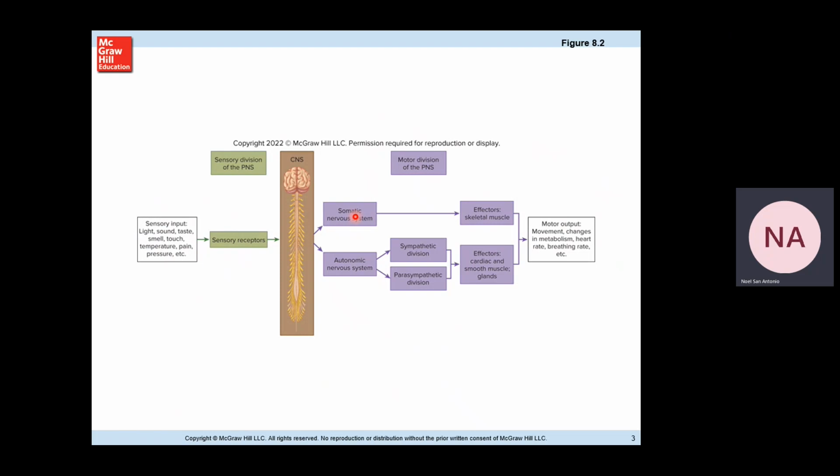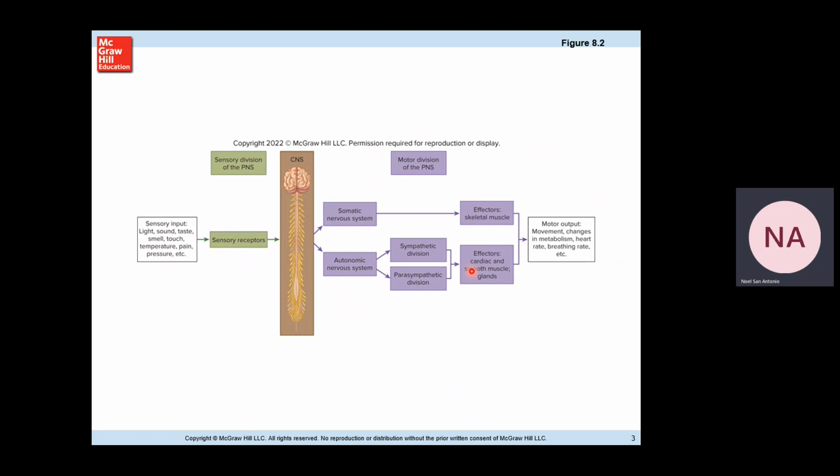Now, the other division of the motor division of the PNS is your autonomic nervous system. Autonomic, meaning automatic, or involuntary. That is why the effector organs of the autonomic nervous system are those muscles that contract on their own. We have no control over it. Those are the other two types of muscle tissue.